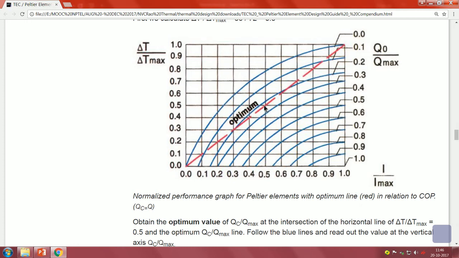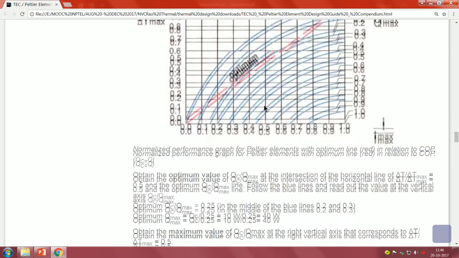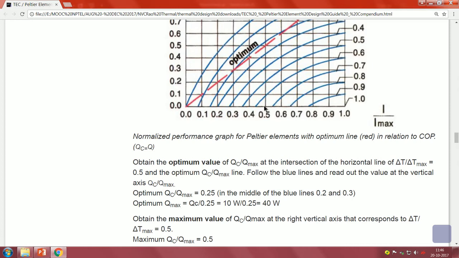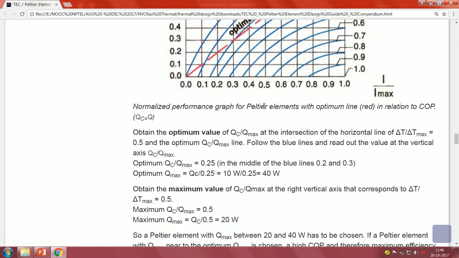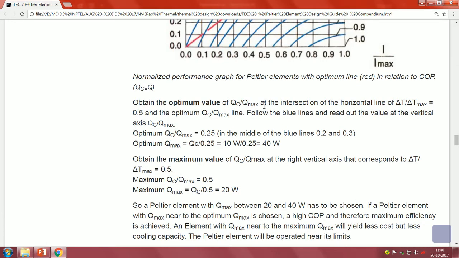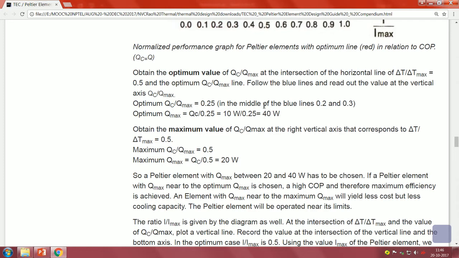Follow the blue lines and read out the value at the vertical axis. So, optimum up to 40 watts can be done. Obtain the maximum value of QC max at the right vertical axis that corresponds to 0.5. Maximum QC is 20 watts. A peltier element with Q max between 20 and 40 has to be chosen.